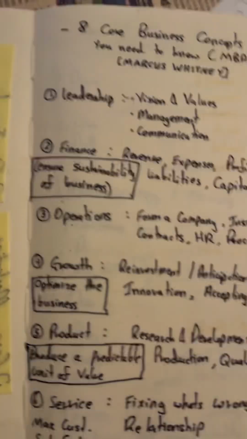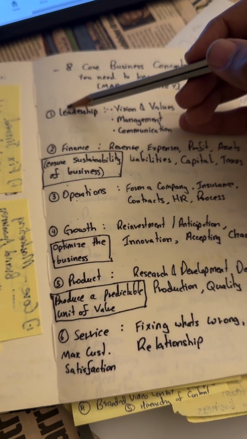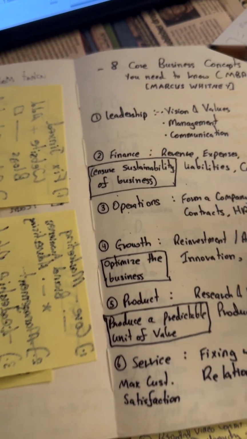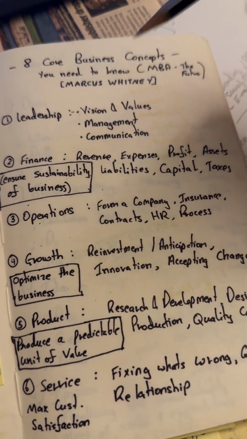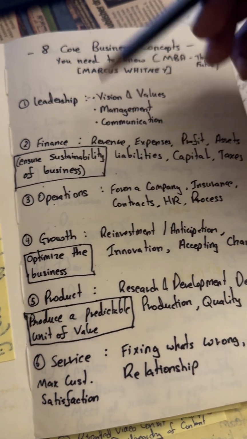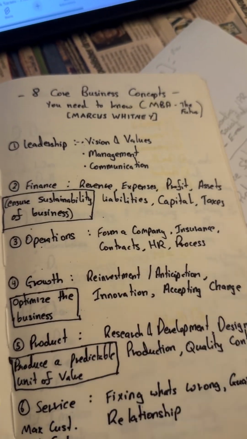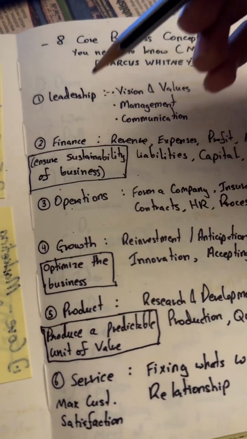So these are 8 business concepts. This is something I learned through a YouTube video a couple of years ago. These are the 8 departments or 8 business concepts every business requires. So leadership is basically your CEO, the person that sets the vision, values, management, communication. Leadership motivates people, getting things done by communicating and showing them the vision. That's leadership. Then you have finance.